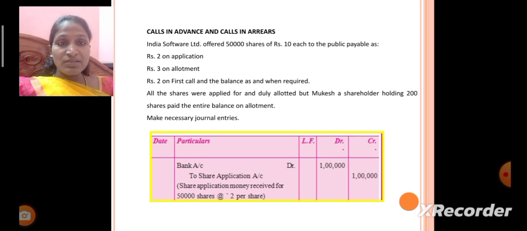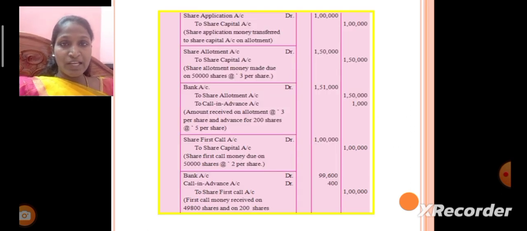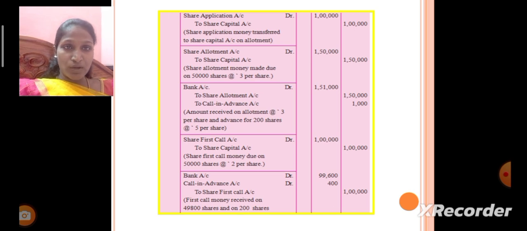So make entries for the following transactions. The first entry is for receiving application money, bank account debit to share application, 50,000 shares into rupees 2, 1 lakh. Next, for transferring application money to share capital account, share application account debit to share capital account, the same amount of 1 lakh rupees is transferred to share capital account. The third entry is the due entry, allotment. Share allotment account debit to share capital account, 50,000 into rupees 3, 1,50,000.